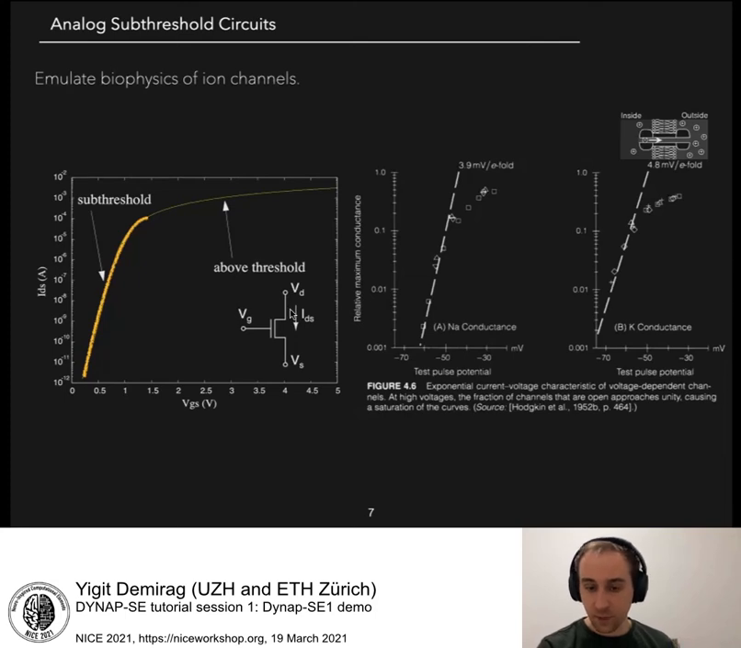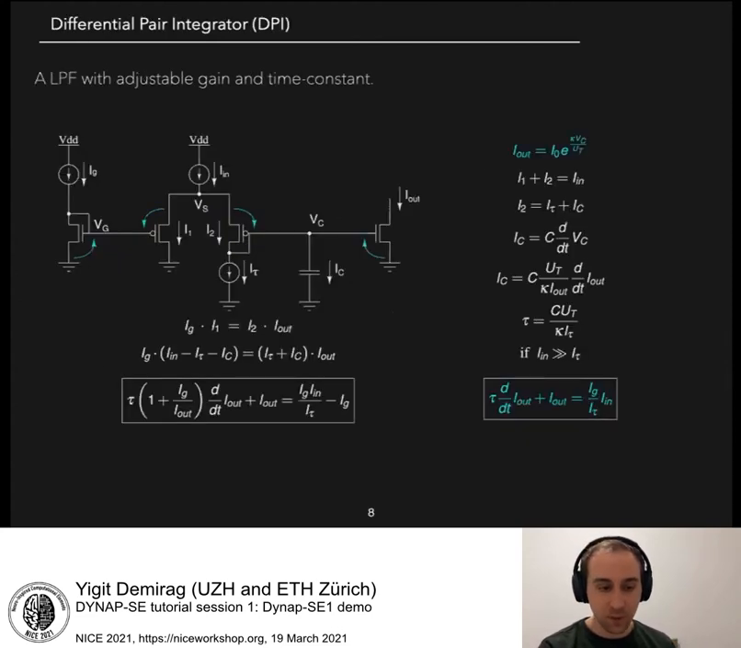But nevertheless, you can see how this exponential dependence is also reflected in the voltage-dependent ion channels in the neuronal membrane, like sodium and potassium. It's exactly the same exponential behavior.